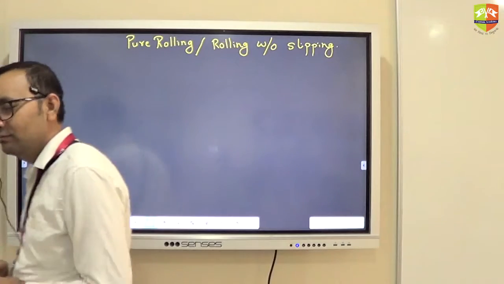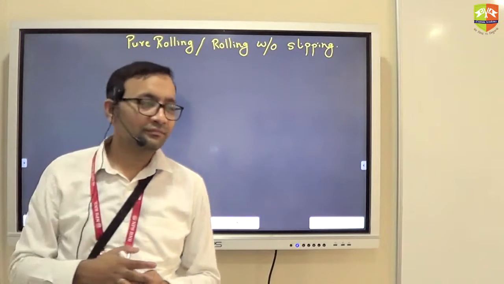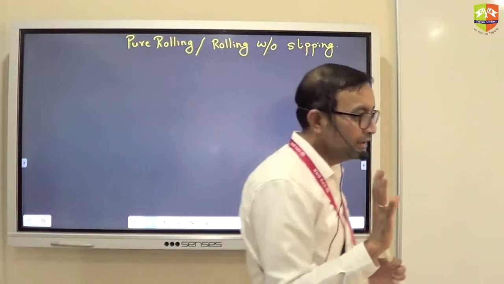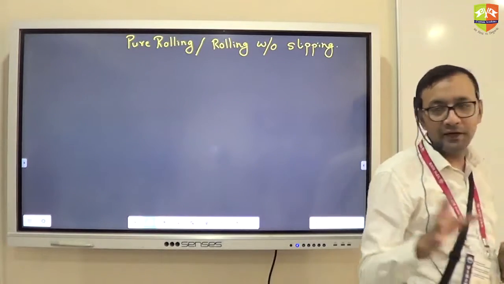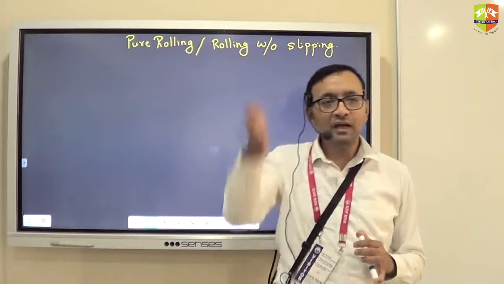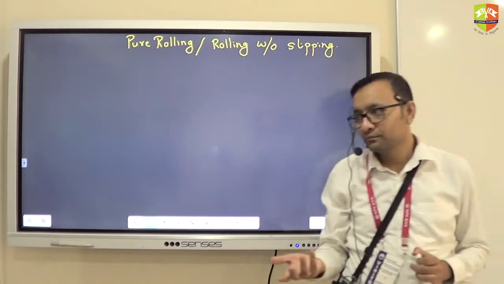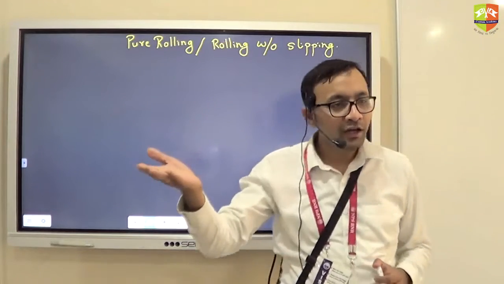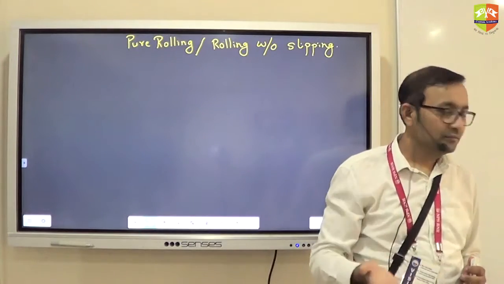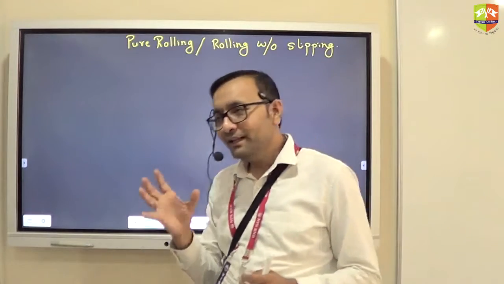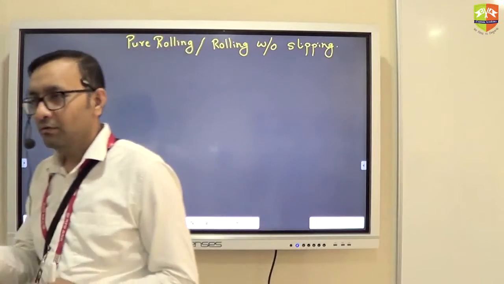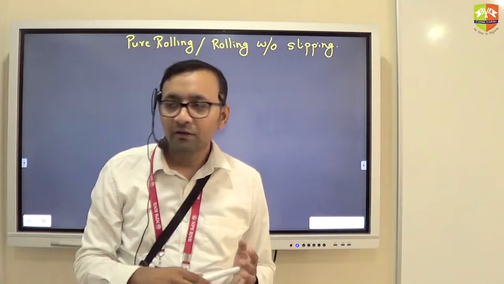But can an ellipse roll? An ellipse can roll, but when it rolls the axis moves up and down. That is not in our syllabus. Okay, the axis should translate. Fine. So we have only the circular cross section as rolling in our syllabus.